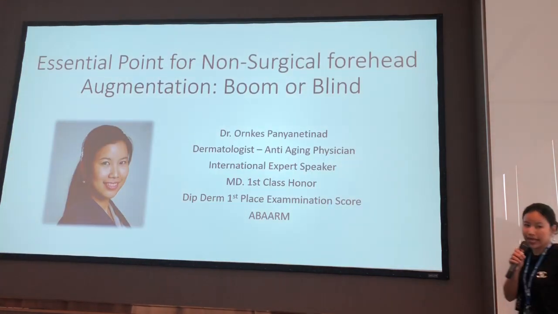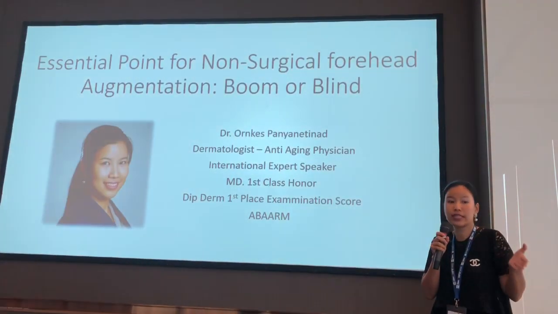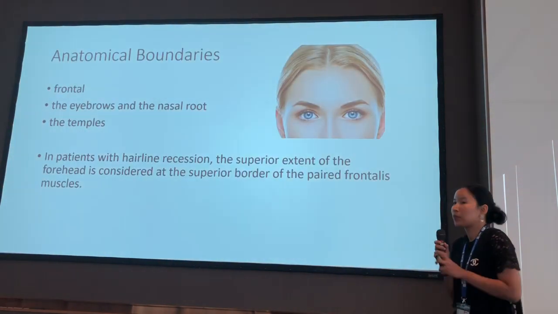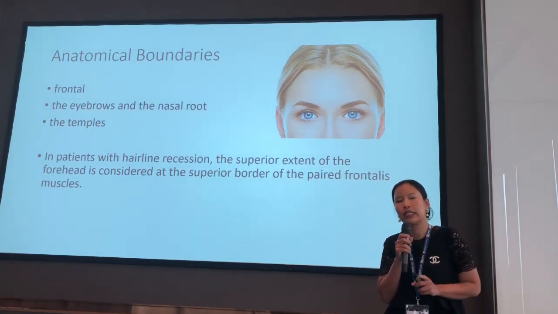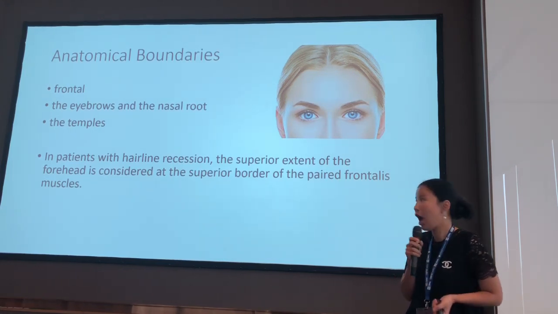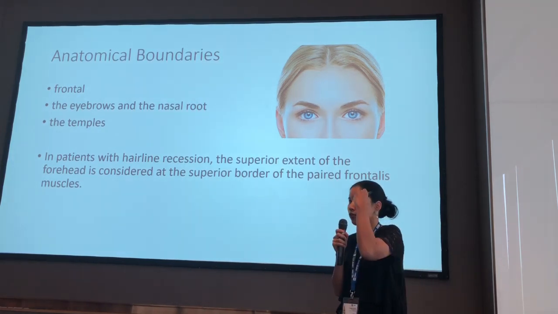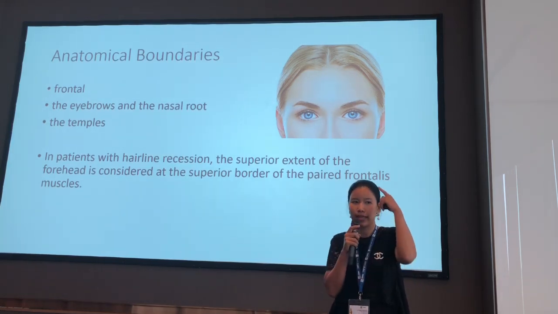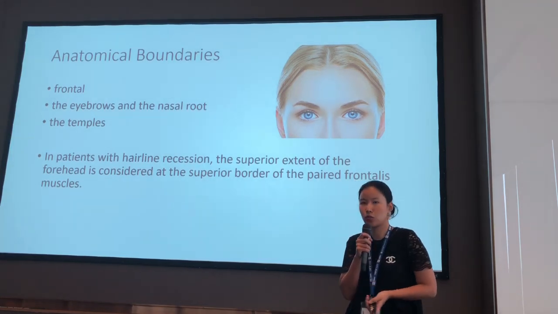Let's talk about the essential parts of non-surgical forehead augmentation. You can make it a successful session, or you can make blindness happen easily. First of all, before you study and do the injection for any single area, you have to know the anatomical boundaries of each area first. For the forehead, its boundary is from the upper part of the hairline, the lateral boundary is the temples, and the lower one is the eyebrows and the nasal root.